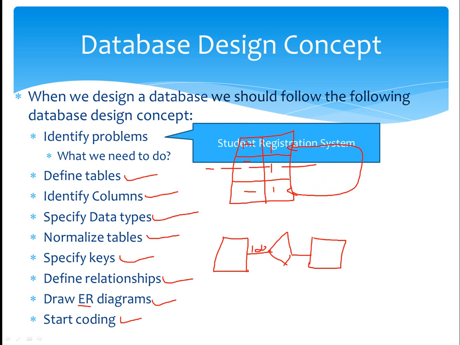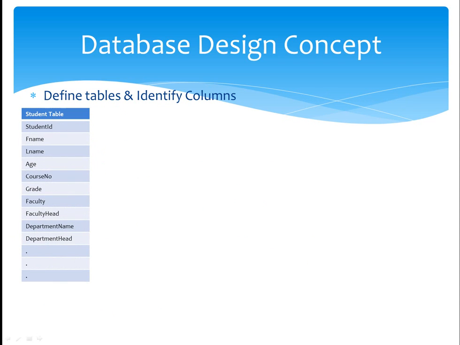As we can see here, our problem is to define a student registration system. A student registration system is our problem, just as an example. And then, what do we need to have a student registration system? That is the next step. The next step is defining a table.